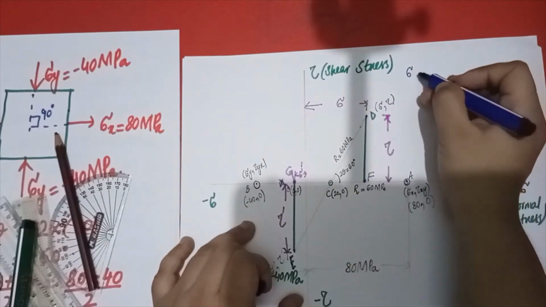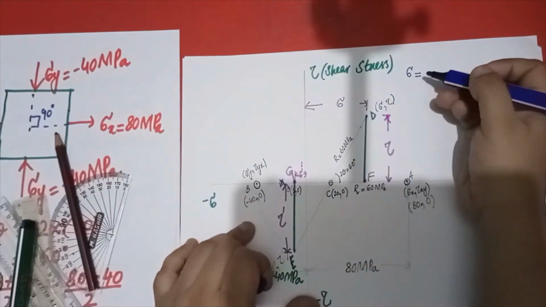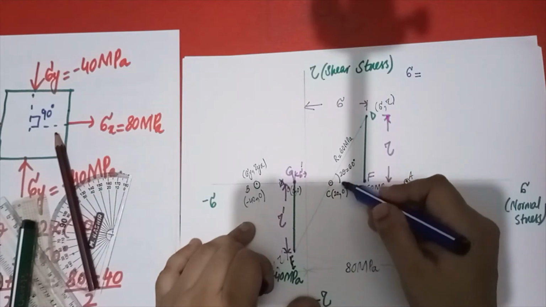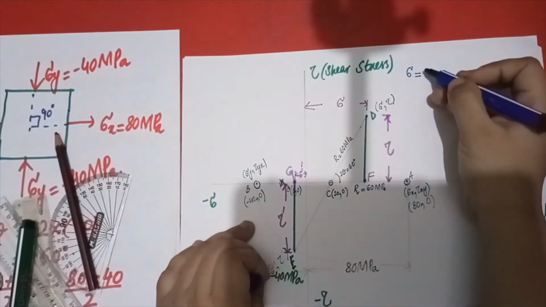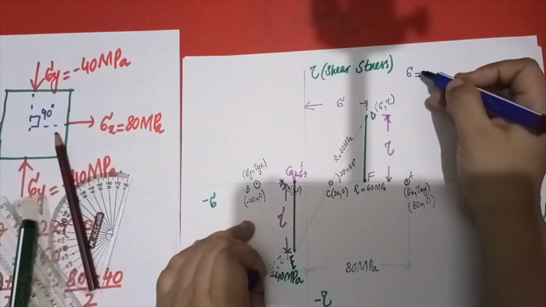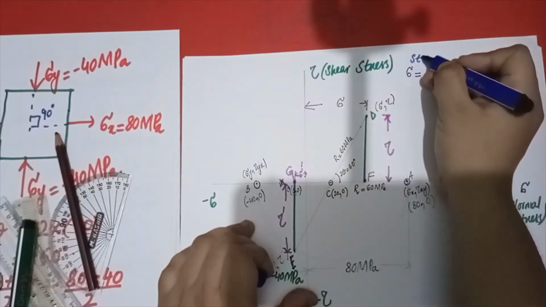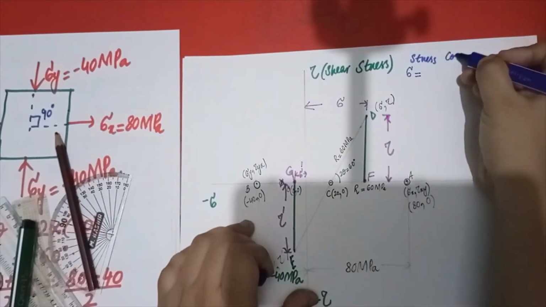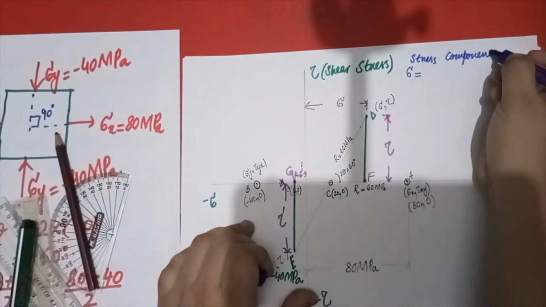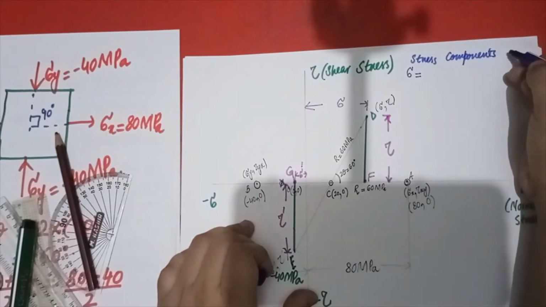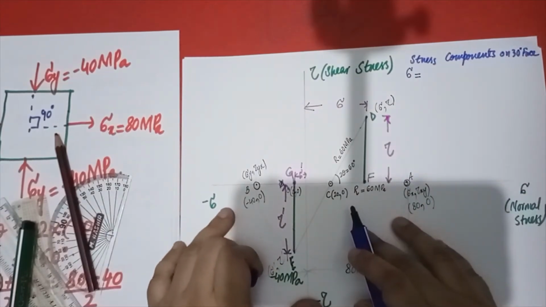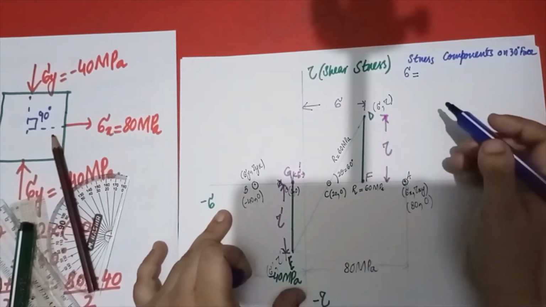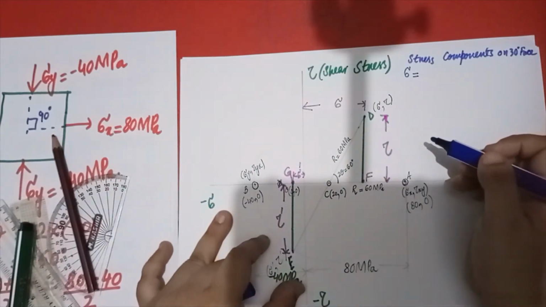So what you have to do for sigma, you can say it is at the 30 degree. So what you have to find out is 60 degree. So I have to write down the stress components on, you can say, the 30 degree face, because it is actually 30 degree, but you are taking it as 60, twice, on the Mohr circle.